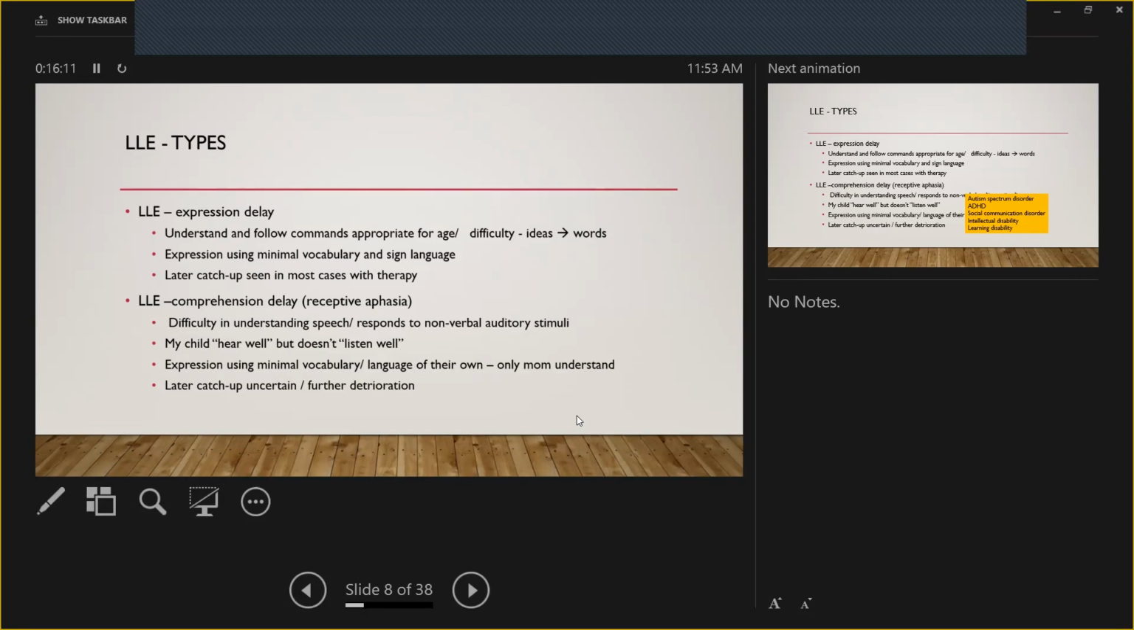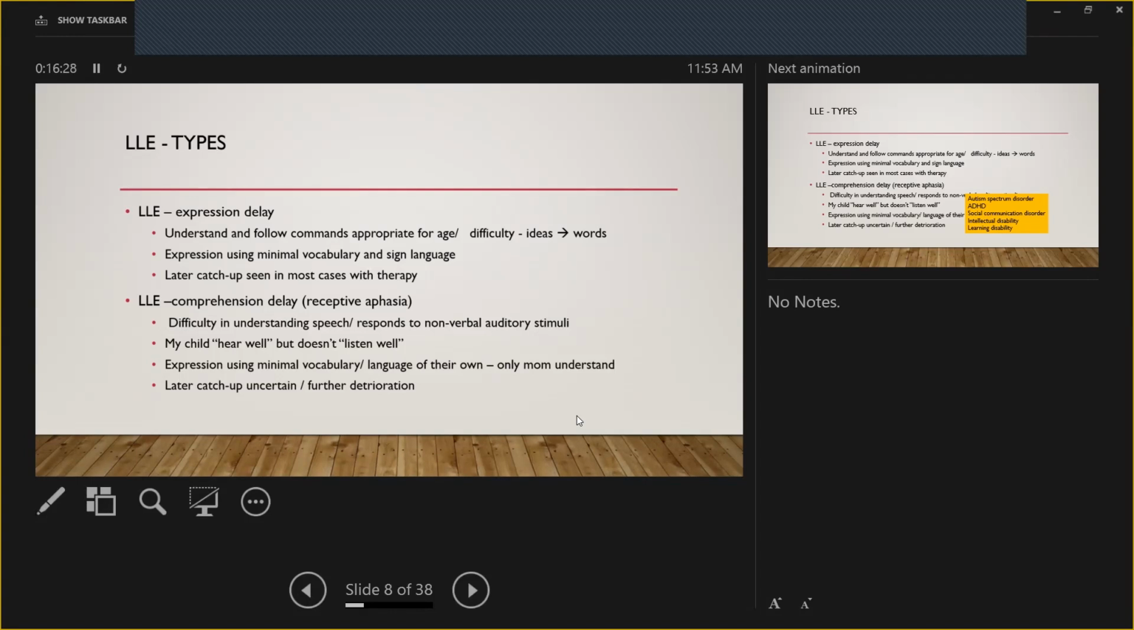right? And we make the classic error. We also give the bottle. So next time they want water, they will not say water, because they know the mother will also give it, right? Okay. In comprehension delay, which is worse, the child doesn't understand.